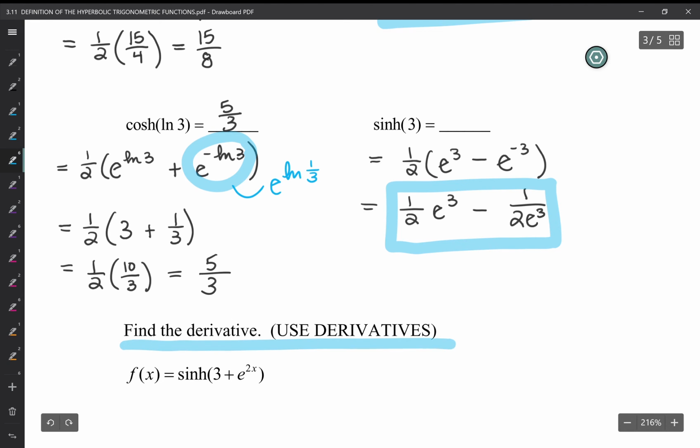In the next video, we'll look at how to find the derivatives of the hyperbolic functions.